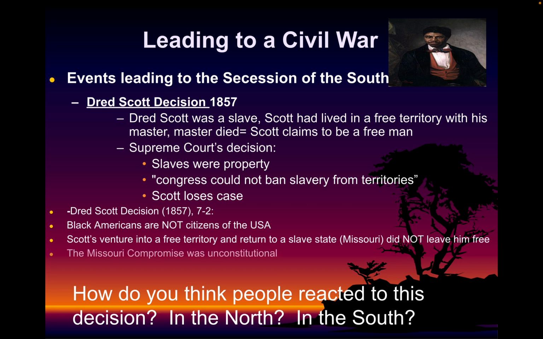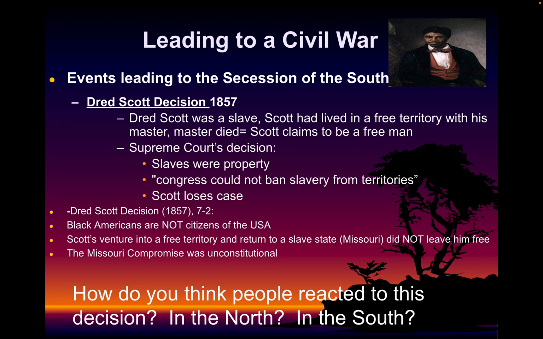Another main cause of this Civil War is going to be what's called the Dred Scott decision. Dred Scott is this guy right here. I can give you his story. In 1857, Dred Scott was a slave. He had lived in a free territory with his master. Now, territories were kind of the wild, wild west in that there weren't necessarily established rules or laws out there. So when Dred Scott was living out there with his master and his master died, Dred Scott says, my master's dead. I'm in a free territory. That must mean I'm a free man.